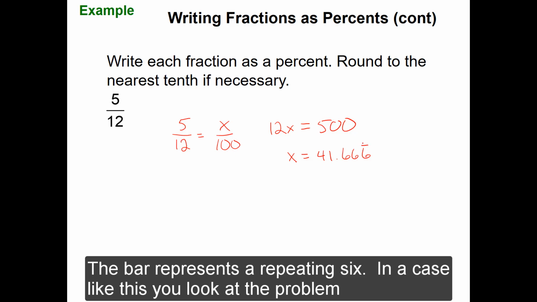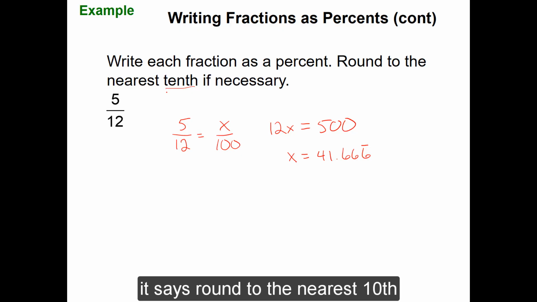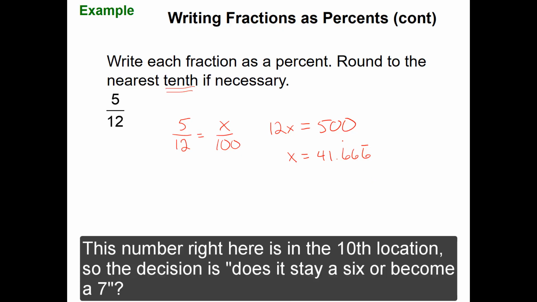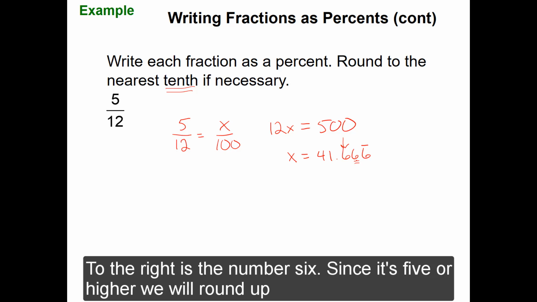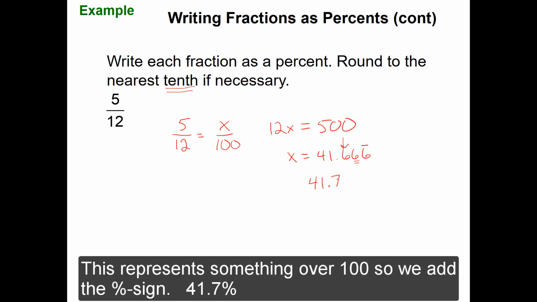And so in a case like this, you really got to look at the problem, because they're always going to tell you what place to round it to. So in this example, it says round to the nearest tenth. Okay, so that means that this number right here is in the tenths location. So the decision is, does that stay a 6 or become a 7? Well, to the right is the number 6. Since it's 5 or higher, that means we will round up by one place. So the final answer will be 41.7, and since this represents something over 100, we can add the percent sign. 41.7%.